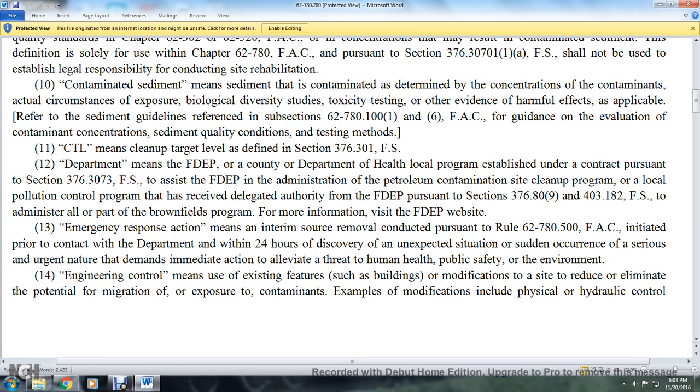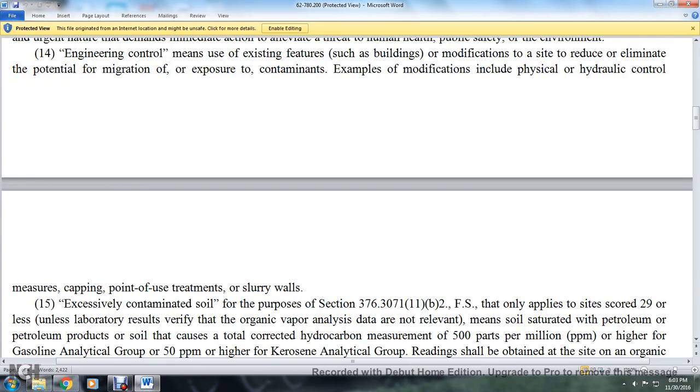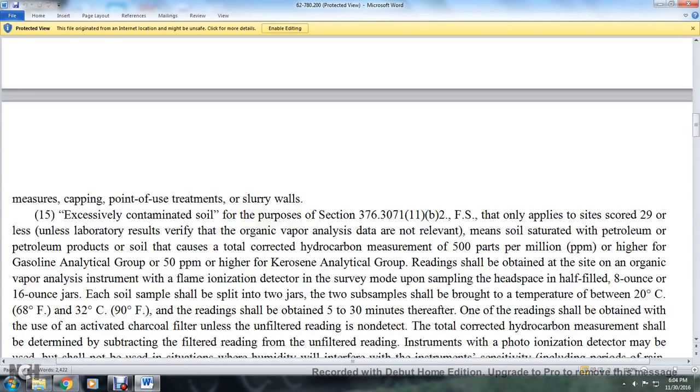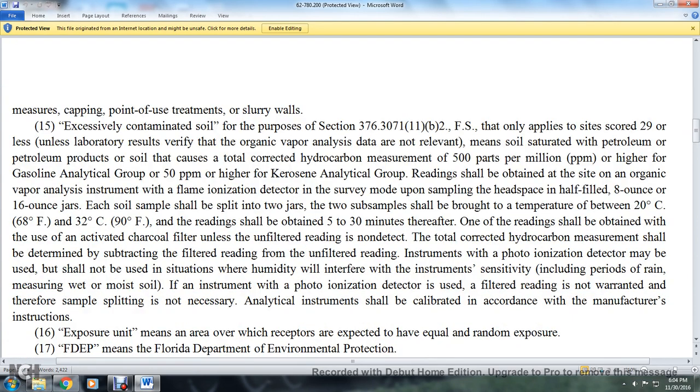Engineering control means an existing feature, such as a building or modification to a site, that reduces or eliminates the potential for exposure to contamination. Examples of the modification include physical or hydraulic controls, measured capping, the use of treatments, and slurry walls.